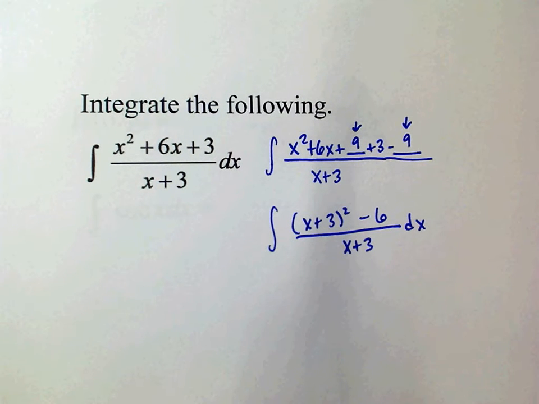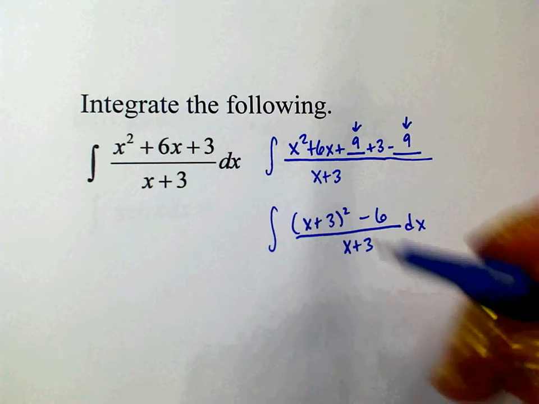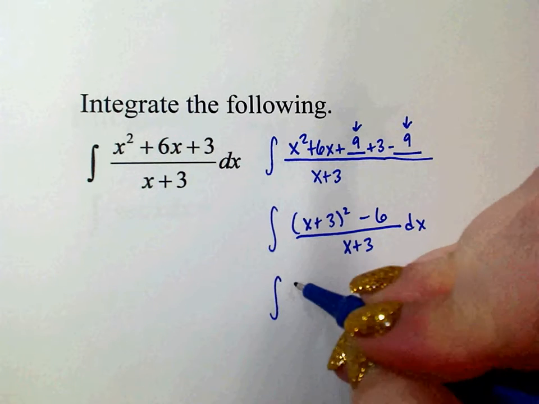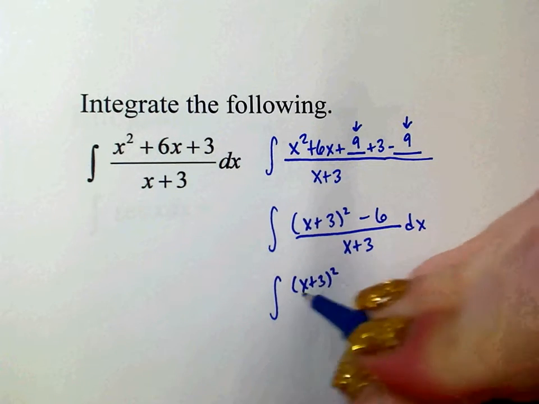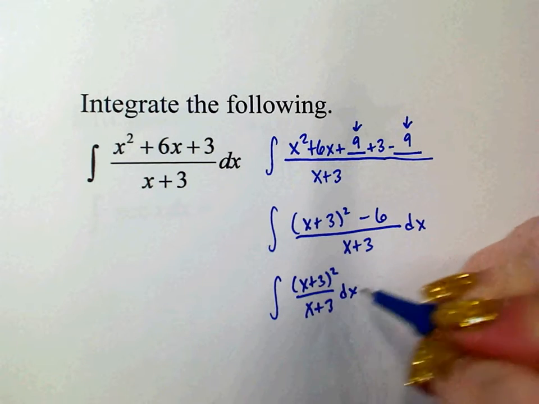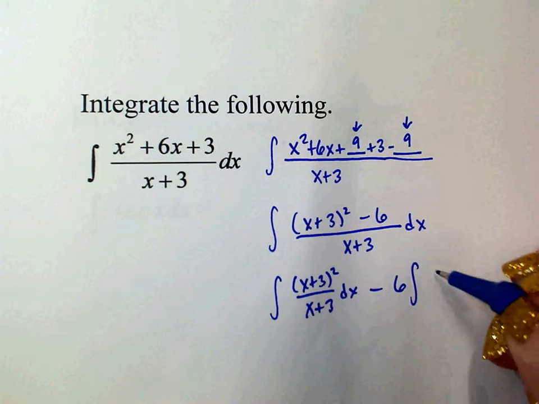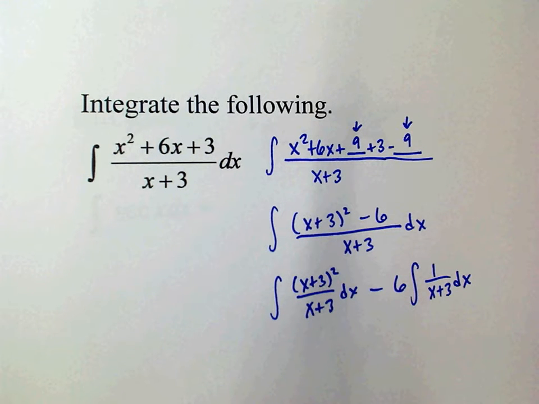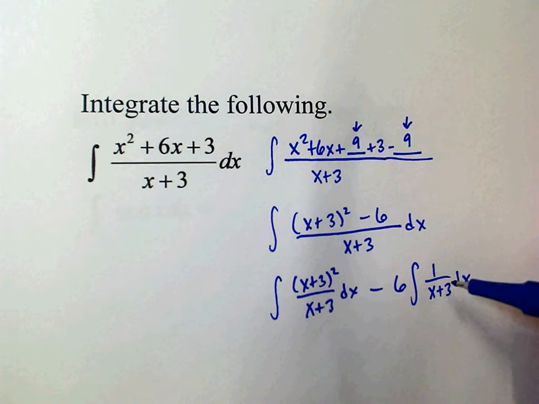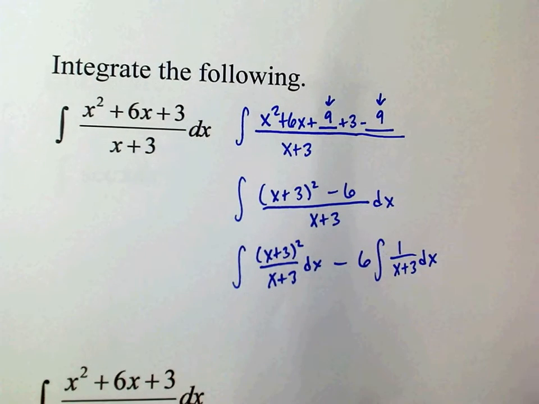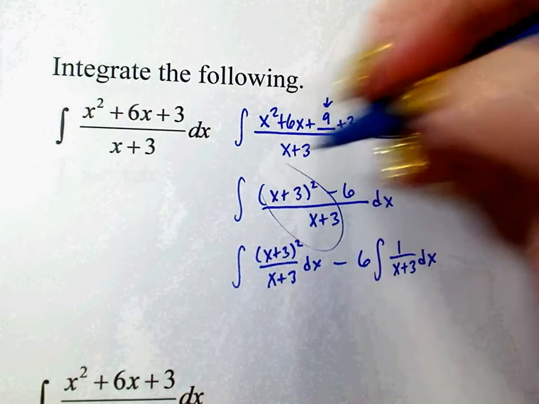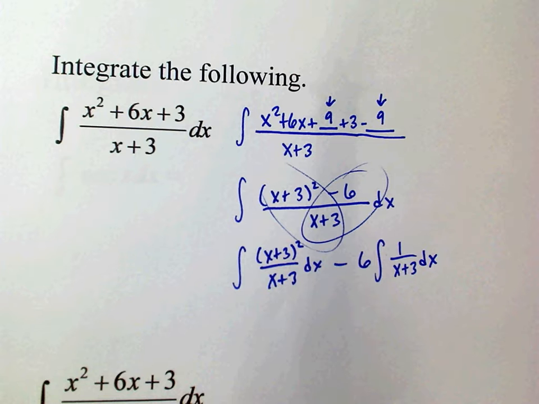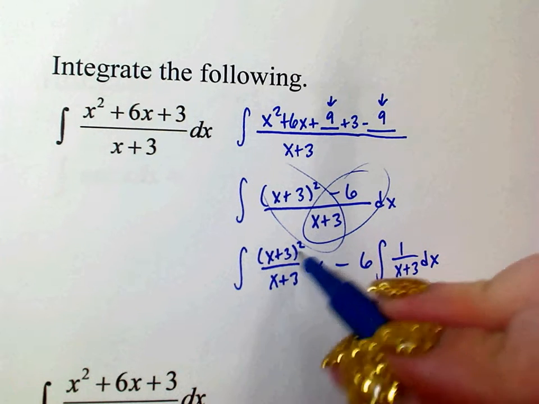So it's the integral of x plus 3 squared over x plus 3 dx minus 6 times the integral of 1 over x plus 3. I like to take the constants out if possible. So I could have said 6 on top of this, but I might as well bring it out. Are y'all with me on that? Okay. Now this one I can cancel one out. So what am I left with?